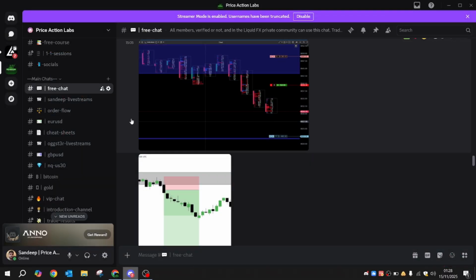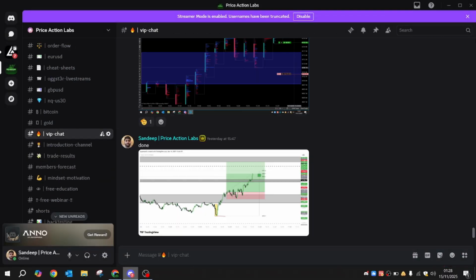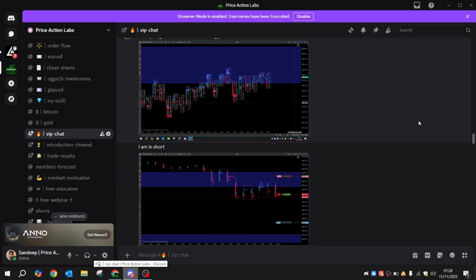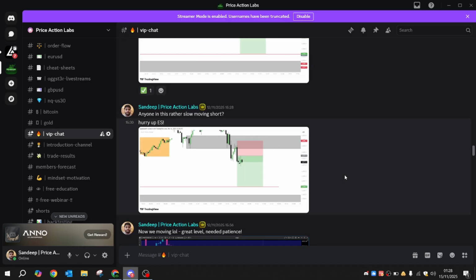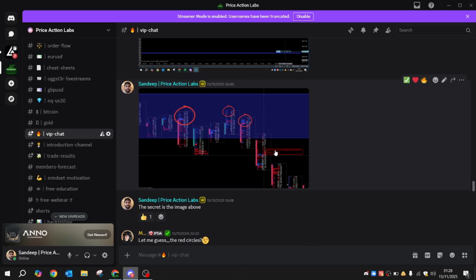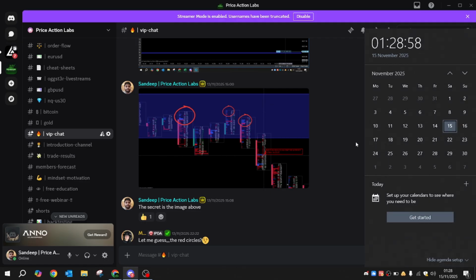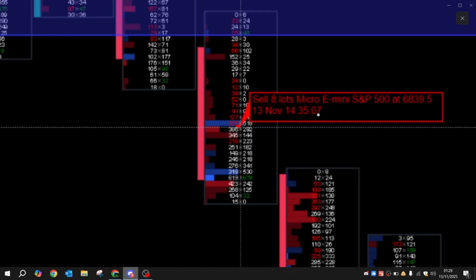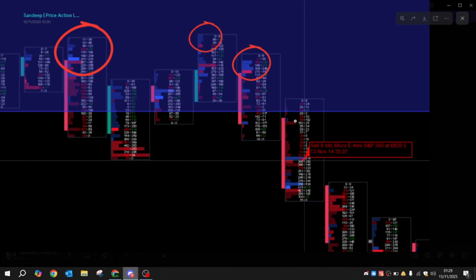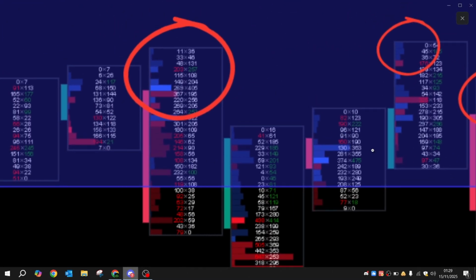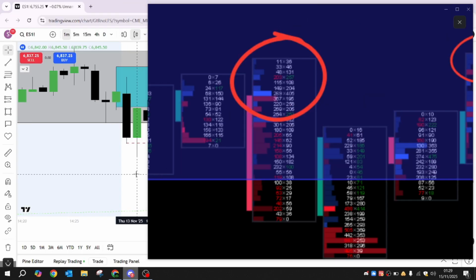In fact, I think I've got a better screenshot over here. So, let's see. Here we go. So this was the trade on Wednesday, Thursday. Here we go. So Thursday the 13th, right? Thursday the 13th. So here was my execution on that day. So the 13th. So this is now 8 contracts on MES, 14:35, so 9:35 Eastern. Here was the 1-minute execution. And I'm going to break down the execution one candle at a time.